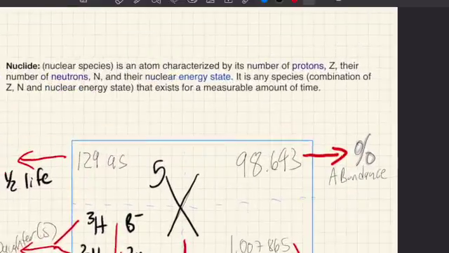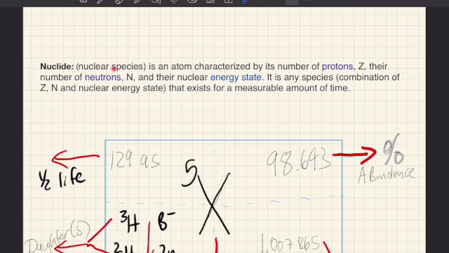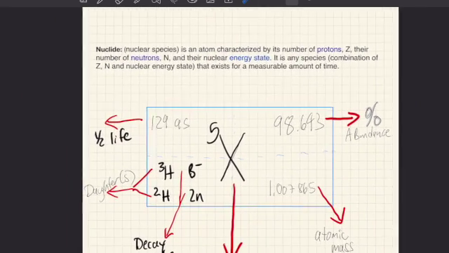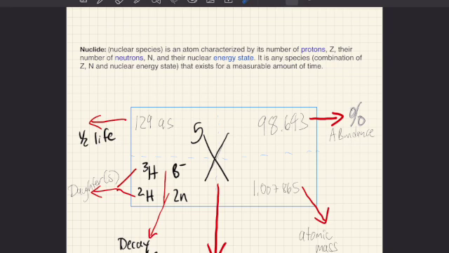For those of you who may not have it, the definition of a nuclide: a nuclear species is an atom characterized by its number of protons, Z, the number of neutrons, N, and their nuclear energy state. It is any species combination of Z and N and nuclear energy state that exists for a measurable period of time. It may not last long, but it exists for some period of time. This is the key that we are going to use, and I'll show you how to fill it out.